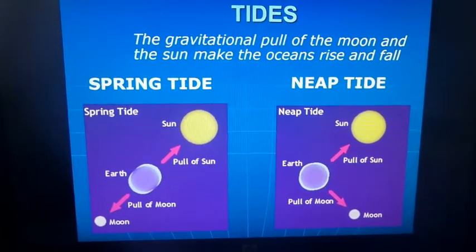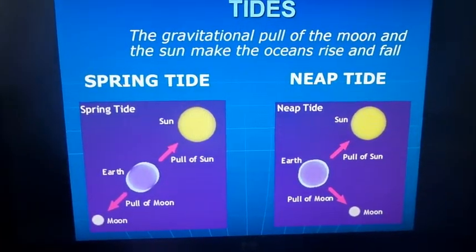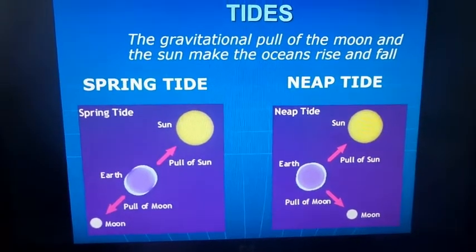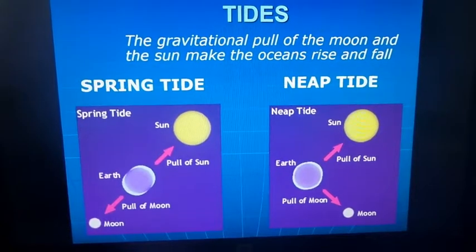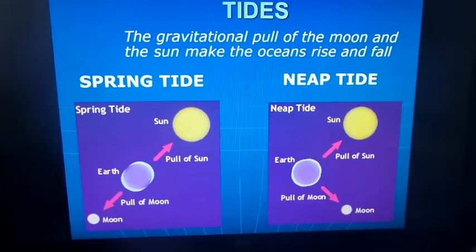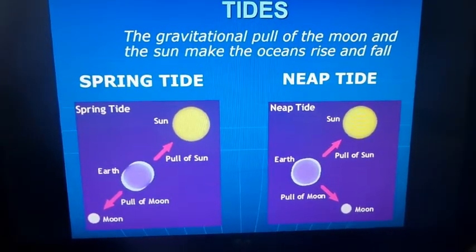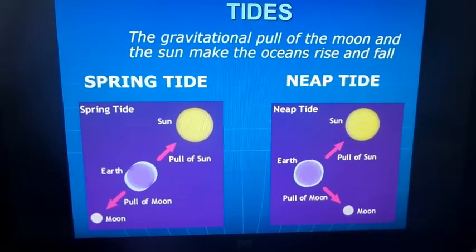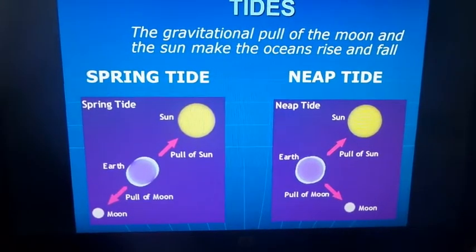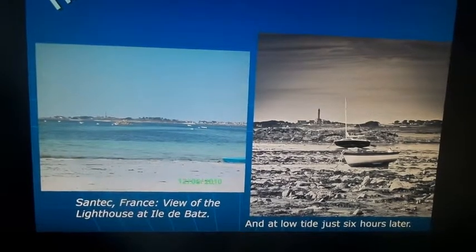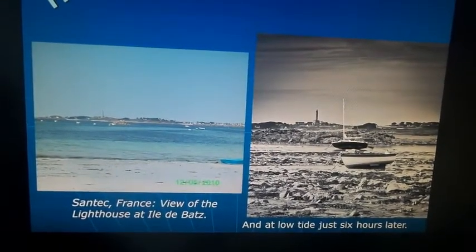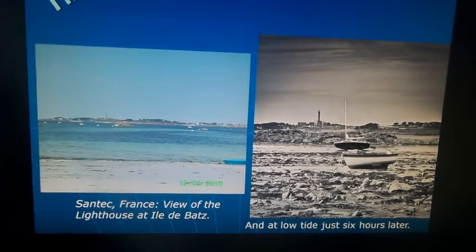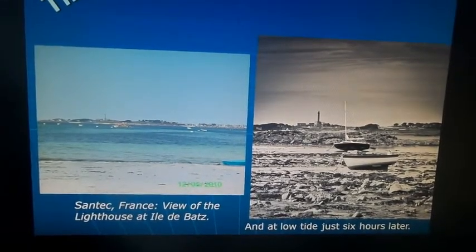Neap tides are when the sun and moon are at right angles from the earth. This happens during the quarter phases of the moon. Gravitational pull on the ocean is less. There is a smaller difference between high and low tides. This is an example of a spring tide in France where I'm from. You can see that the water level is very high, and 6 hours later it is very low.